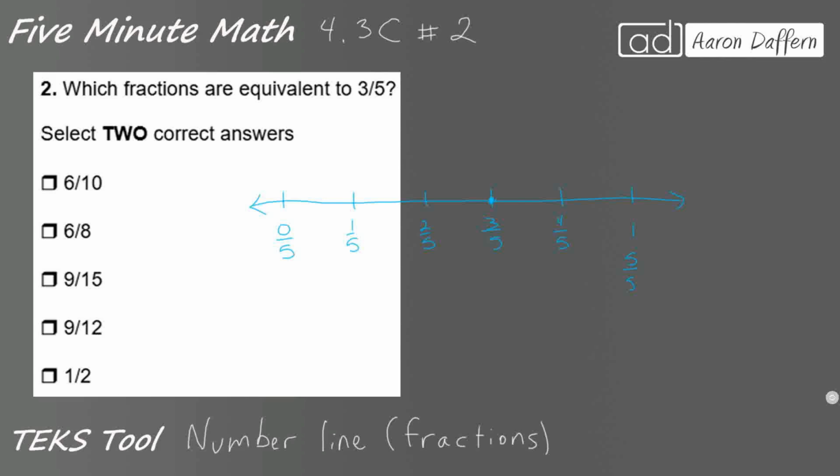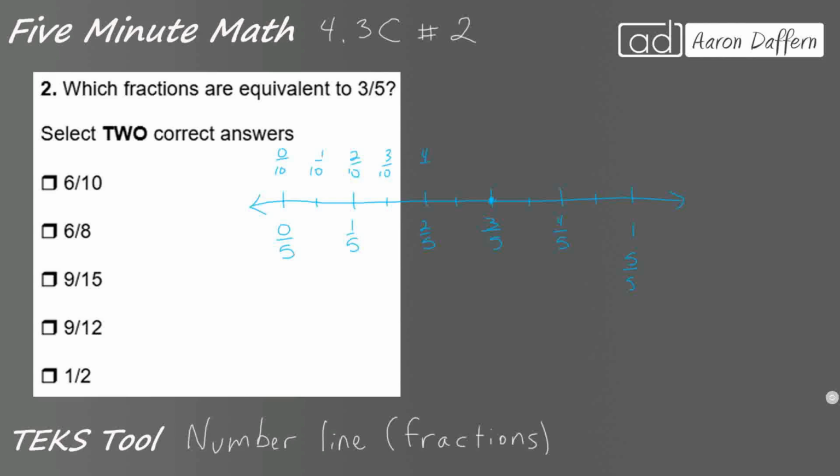Okay, so if I were to cut this in half, all the way down the line, I'm relabeling. So instead of fifths, how many pieces do I have? Well, I've got tenths, because 5 times 2 makes 10. So I'm going to label up here. I've got 0 tenths, 1 tenth. So you see that equivalency there between 1/5 and 2 tenths.